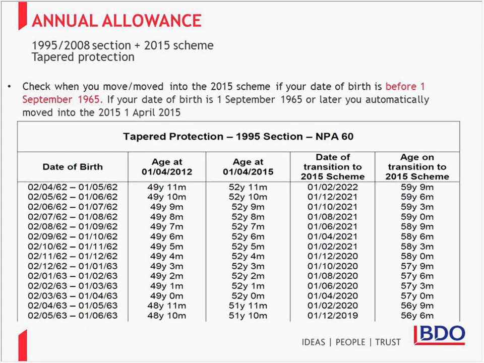If your date of birth was before 1st of September 65, so on the slide, if we look at the very bottom line, if your birth date was 31st of May 1963, then you'll see that you should be moving into the 2015 scheme on 1st of December 2019. So you can look for this online, so if you Google tapered protection NHS pension scheme, you'll get a timetable where you can look at your date of birth and see the date that you transition into the 2015 scheme.